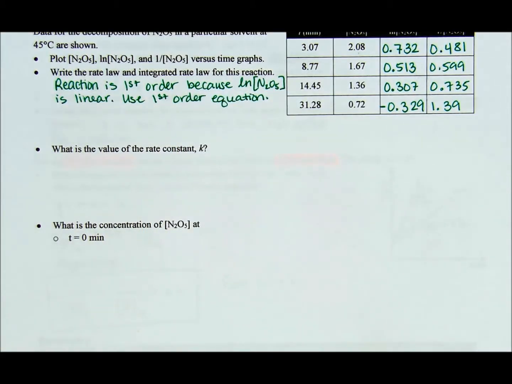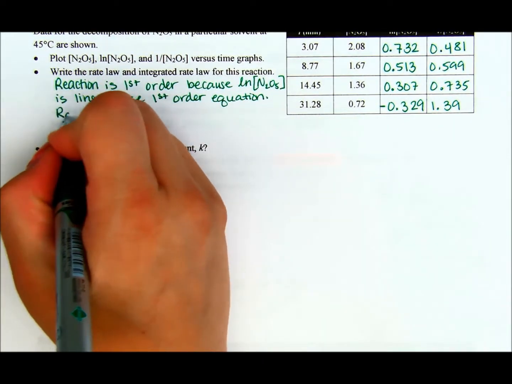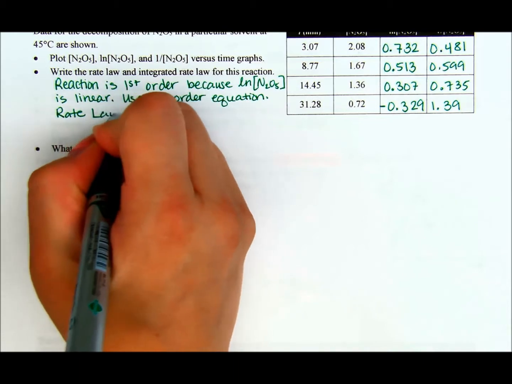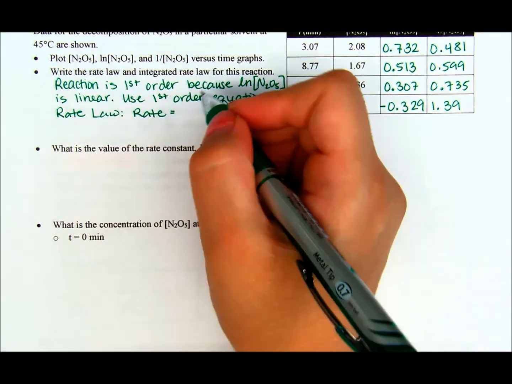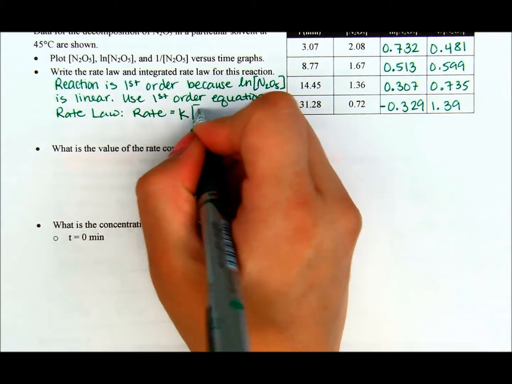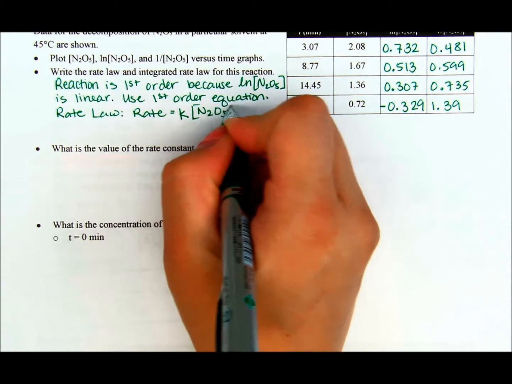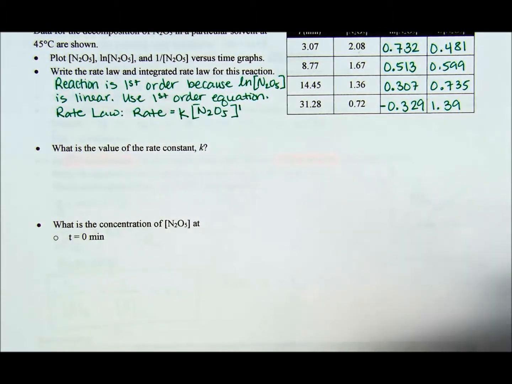So first, writing the rate law, that's the one where you have rate equals and you have a k in there. So the rate law is rate equals k, always don't forget that k, times the concentration of N2O5. And since it's first order, we write a little 1 there.